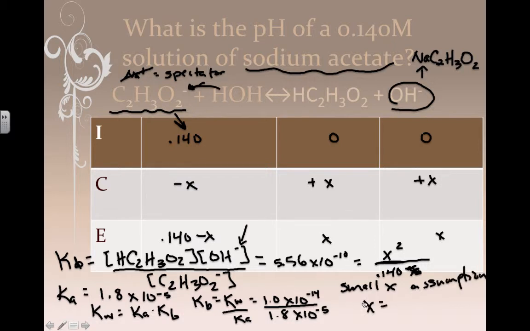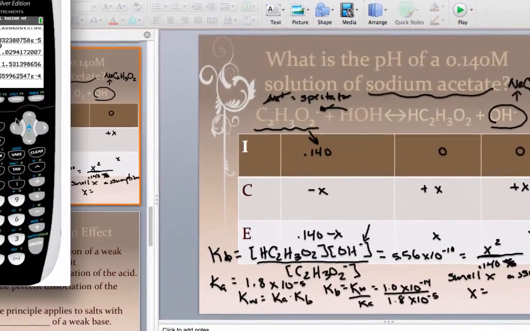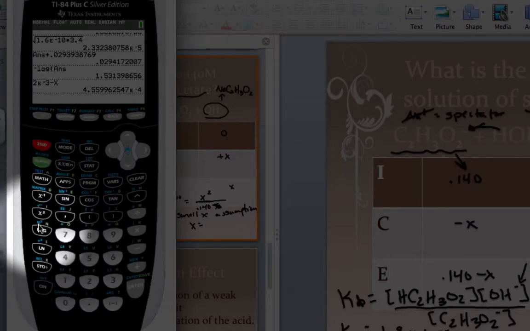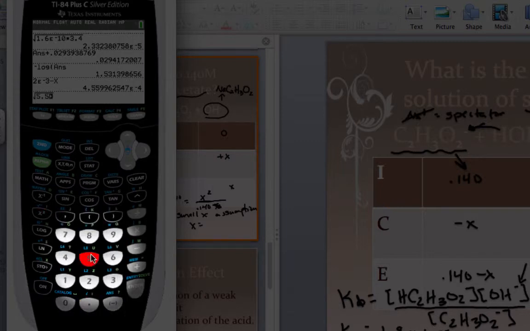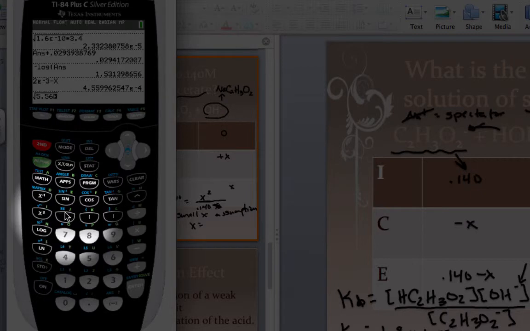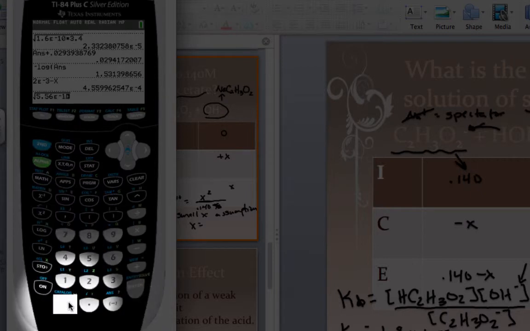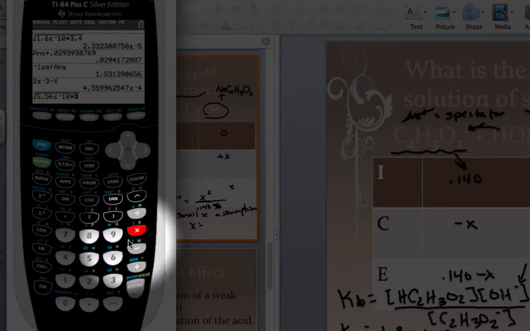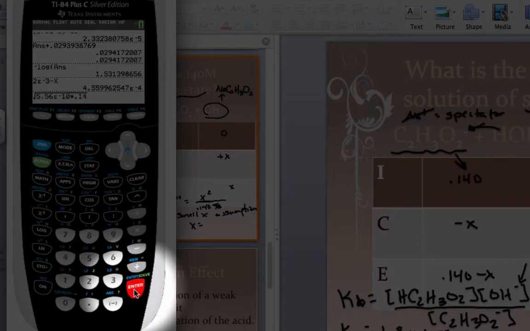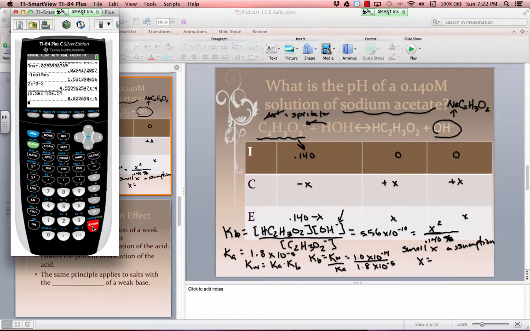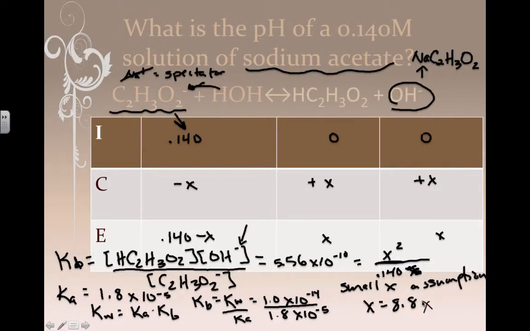So let's get the calculator and take care of that. I don't really need my solver here. I just need to multiply by 0.140 and take the square root. So let's do that. The square root of 5.56 times 10 to the negative 10 times my initial concentration of 0.140, and I get 8.8 times 10 to the negative 6. So that's the molarity of x.